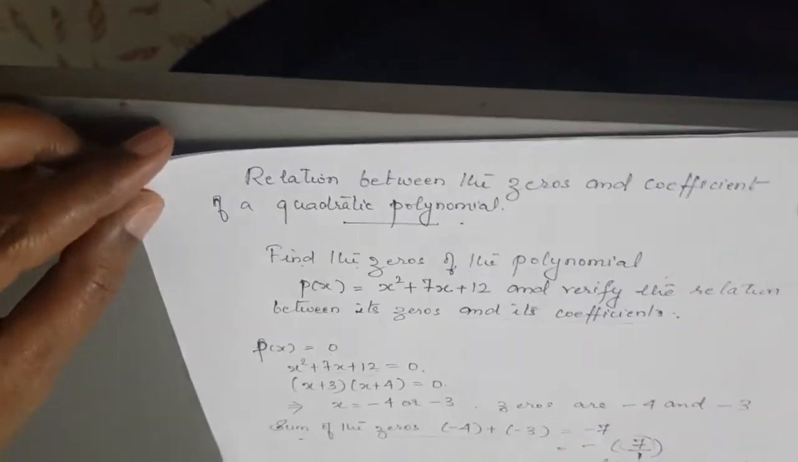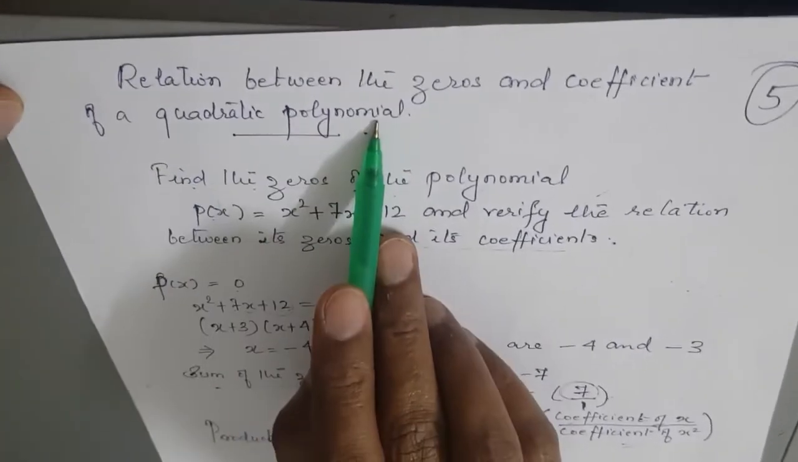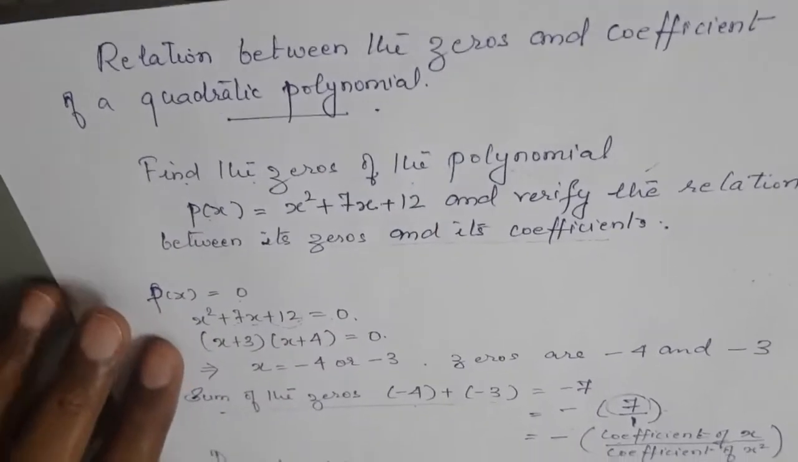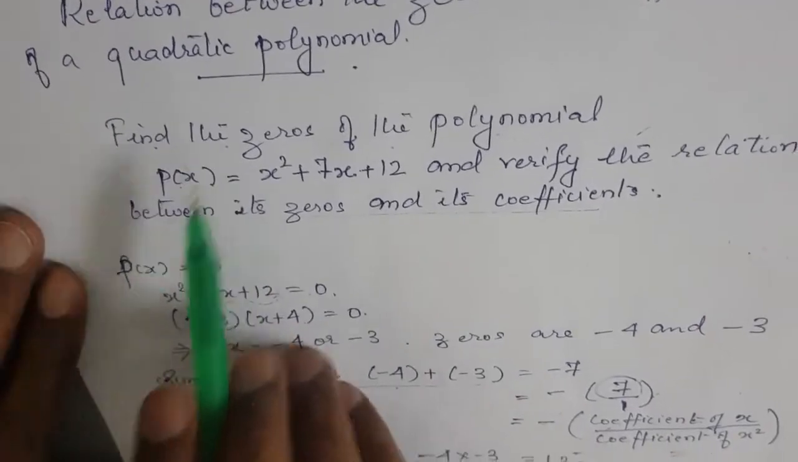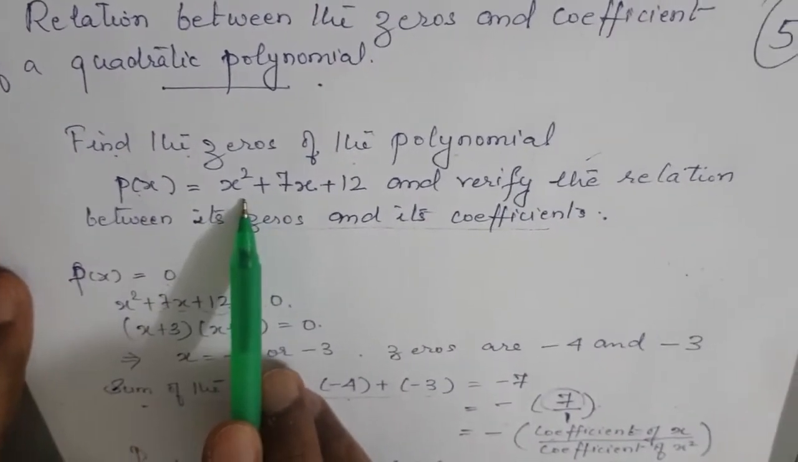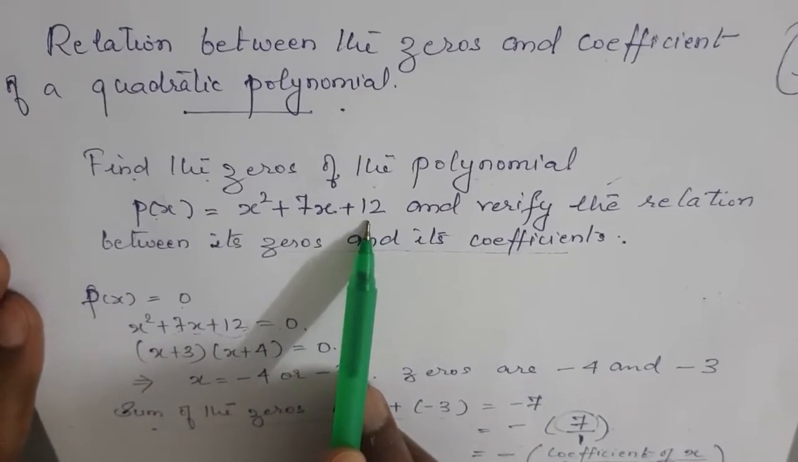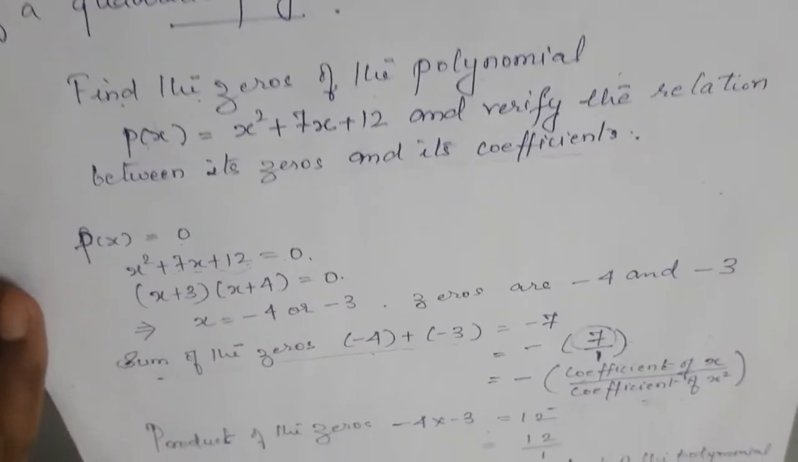Now next, we need to find out the relation between, next topic is relation between the zeros and coefficient of a quadratic polynomial. Straight away we will start with the question and then we will generalize the result. So find the zeros of the polynomial p(x) is equal to x square plus 7x plus 12 and verify the relation between its zeros and its coefficients.